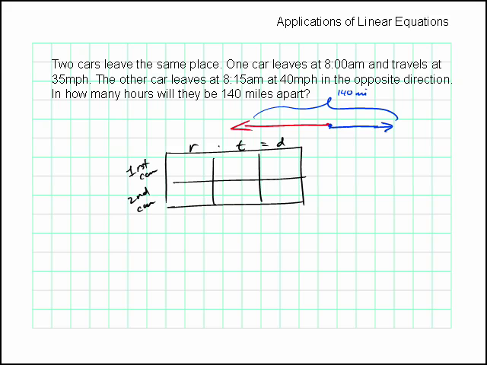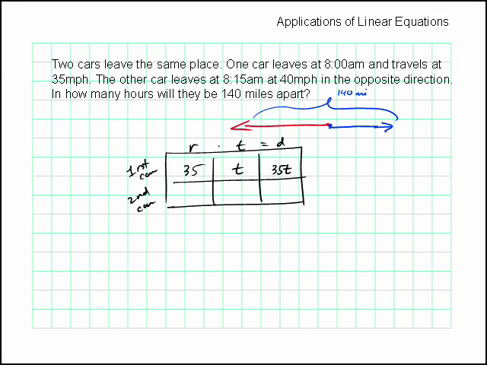The speed of the first car is 35 miles per hour, and we're looking for the time that it has been traveling, so we'll use t for that. And so its distance, just like in the last problem, is rate times time, so that's 35 times t.